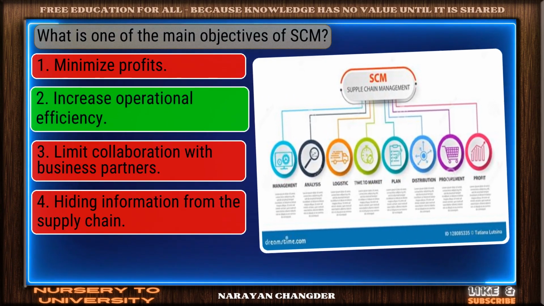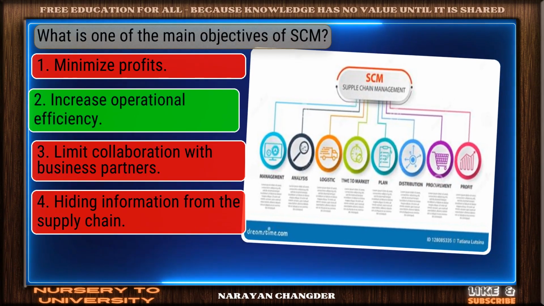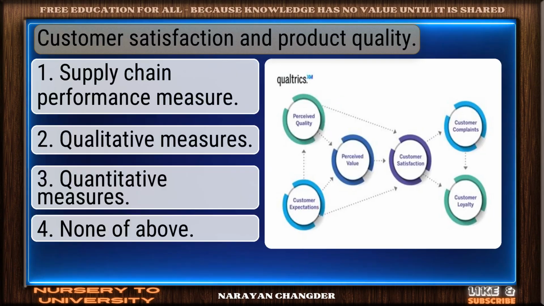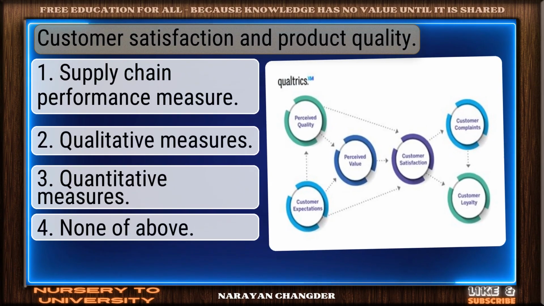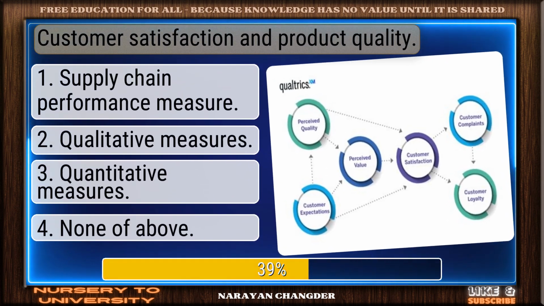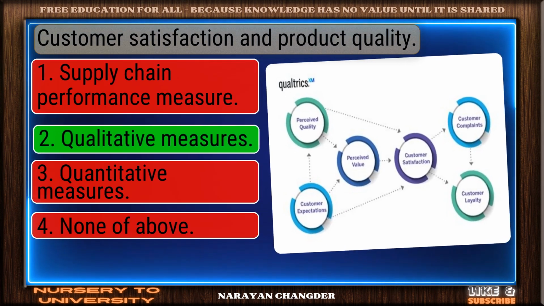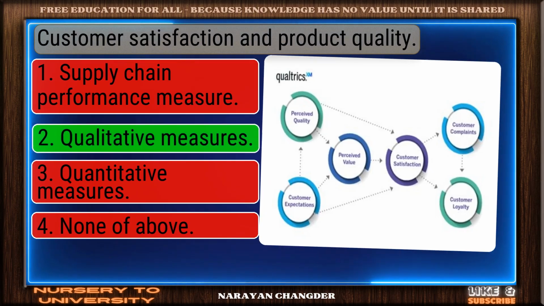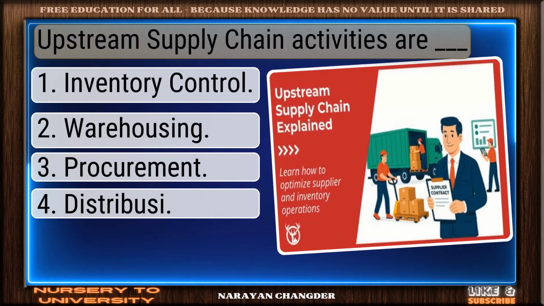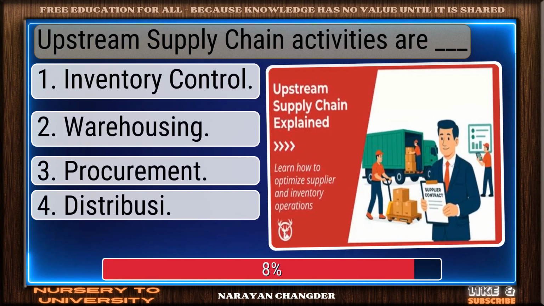Exactly. Increase operational efficiency makes sense, and it is the right choice. Customer satisfaction and product quality. Right again. Qualitative measures is a valid answer. Upstream supply chain activities are dash.